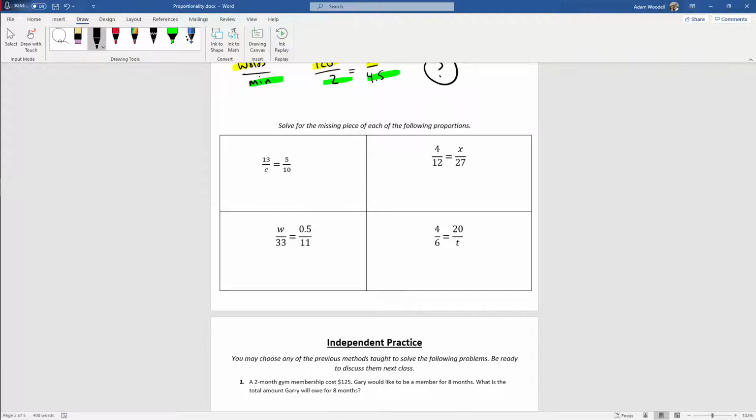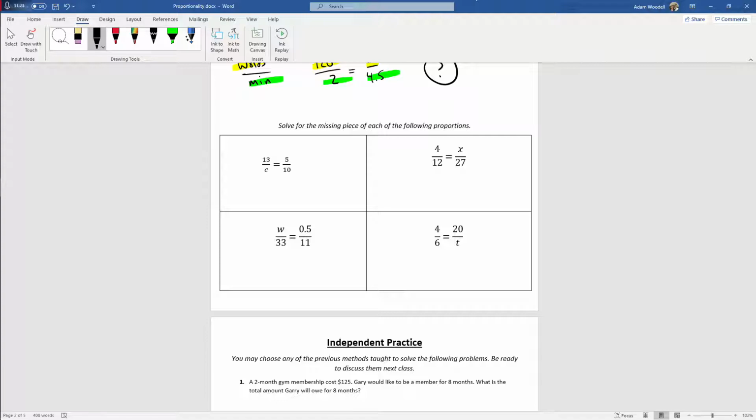Last but not least, a couple of these missing proportion questions. Again, we don't even need to set up the word ratios for these because we don't care about the word ratios for these. All we're looking at is just trying to find the relationship. The variable can be all over the place, but the idea is the same. Try to find that vertical relationship. Try to find that horizontal relationship. How do I get from one number to the next?